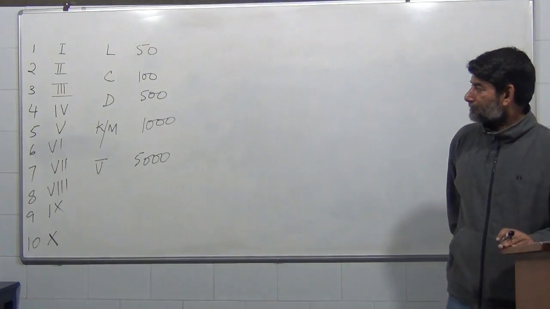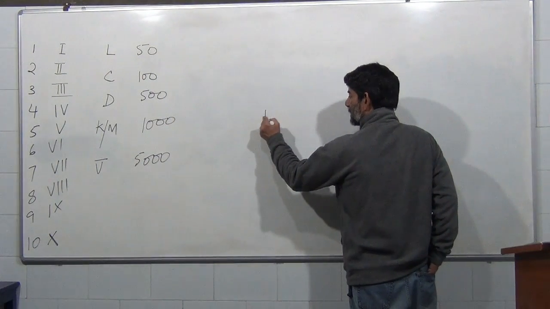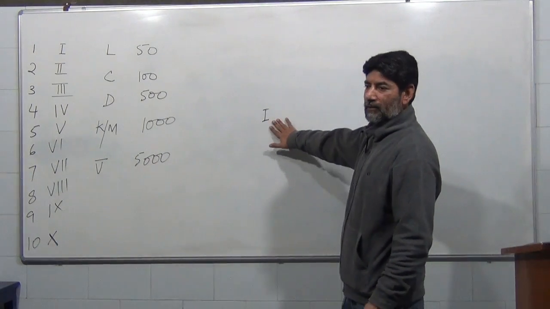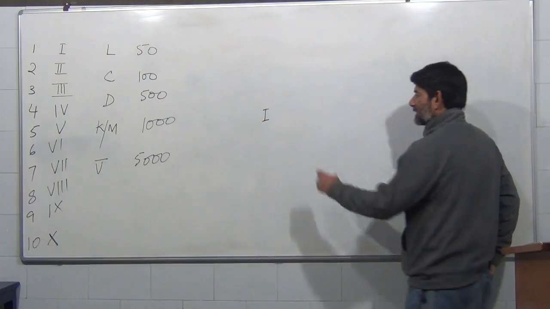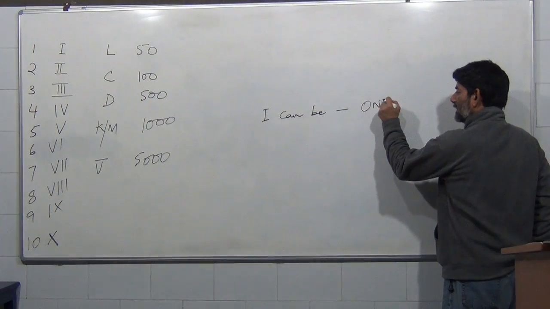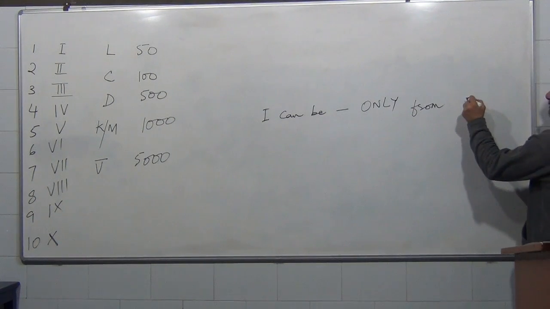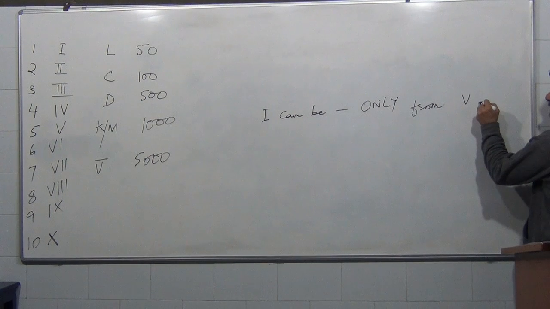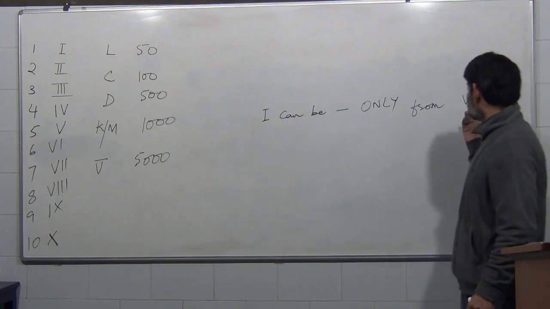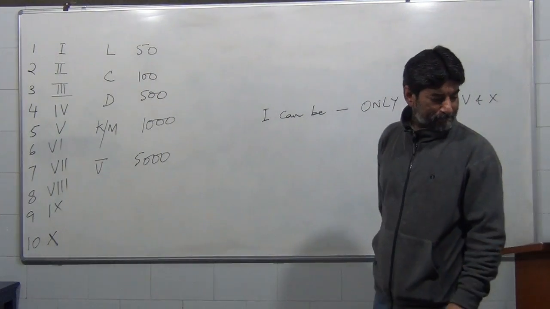However, the Roman system, in the absence of a zero, has certain rules. The first of these rules is that the number 1, which they represented as the capital I as we call it in the English language, can be subtracted only from 5 and 10. We'll come to this. We'll explain why this 1 can only be subtracted from the number 5 and number 10.